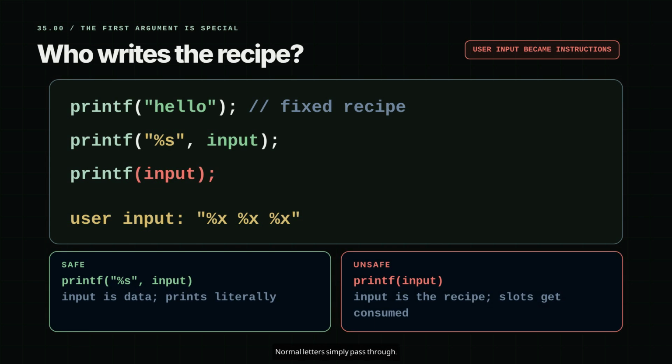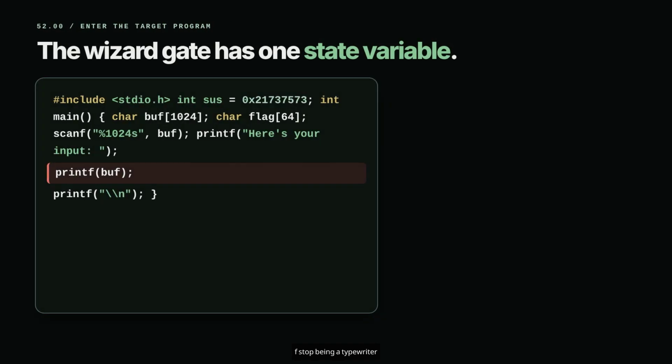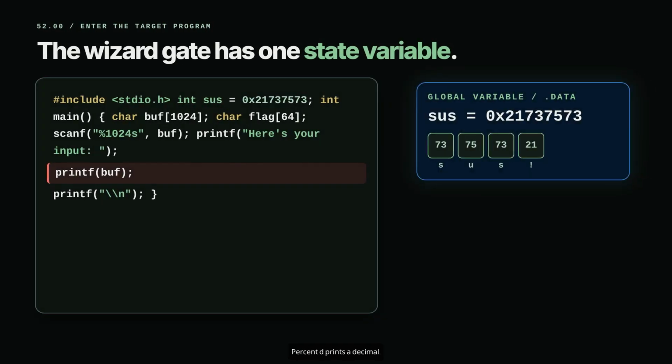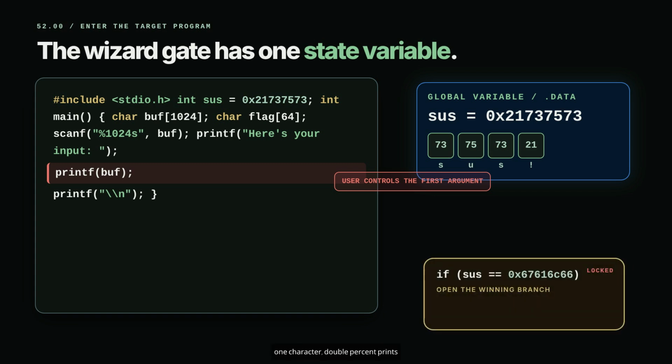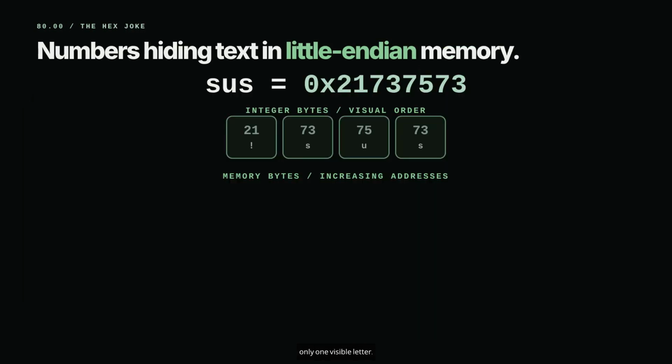Normal letters simply pass through. A % sign makes printf stop being a typewriter and become an interpreter. %d prints a decimal. %x prints hexadecimal. %p prints an address-shaped value. %s follows a pointer and reads bytes until a null byte. %c prints one character, double % prints a literal %, and widths such as %08x change padding. %20c can add 20 printed characters while showing only one visible letter.